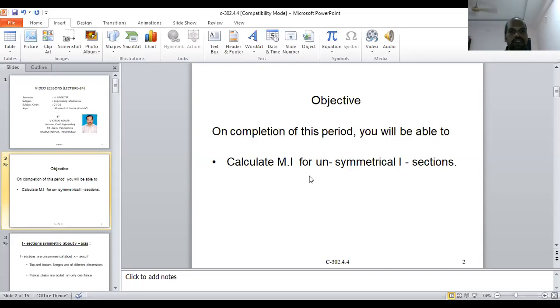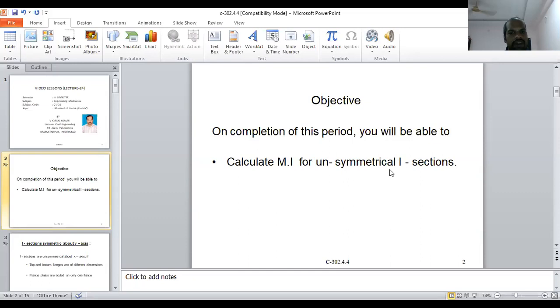In this case, that is nothing but symmetrical. Now, I sections, as I said, are always symmetrical about the y-axis. Only we need to check the symmetry about the x-axis. Just like your T section, which will always be symmetrical about the y-axis but never symmetrical about the x-axis. We have discussed that in the previous classes. Now let us see unsymmetrical I sections.